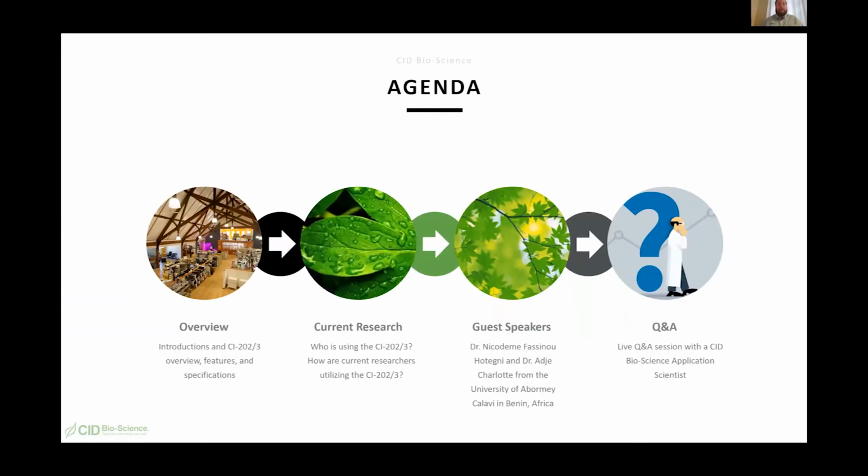So quickly, let's go over today's agenda, what we're planning on talking about. We started with the overview. I already gave the introductions, but we'll go over a quick CI202 and 203 overview, some features, some specifications, and then we're going to jump right into the current research, people that are using the CI202 and 203, and how they're utilizing that instrument to further their research.